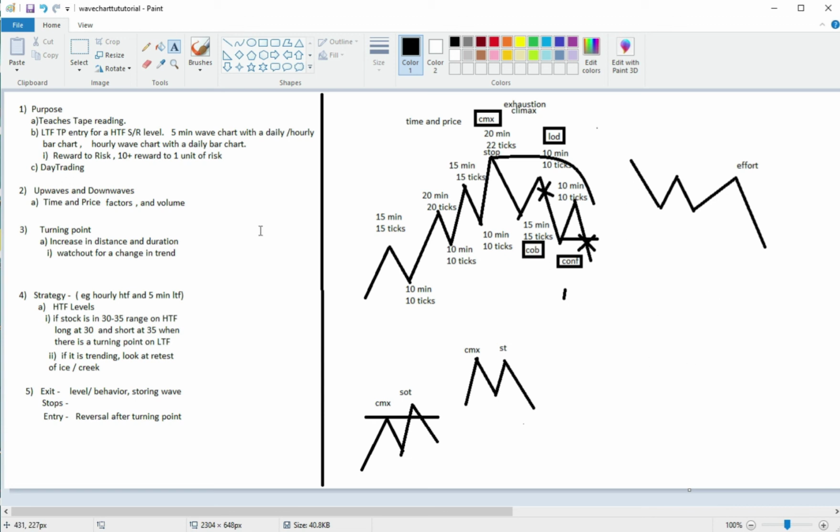Alright folks, so that was a tutorial on the wave chart with a real life example today. And these are the key points about the wave chart.